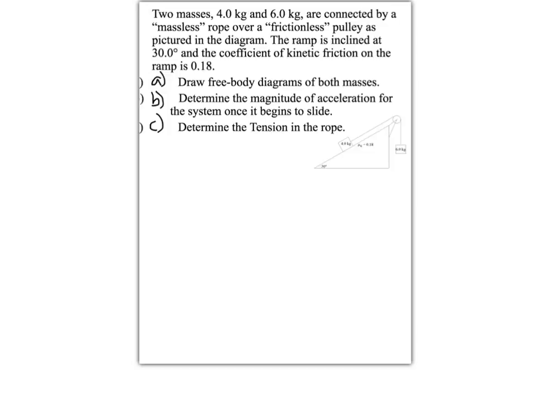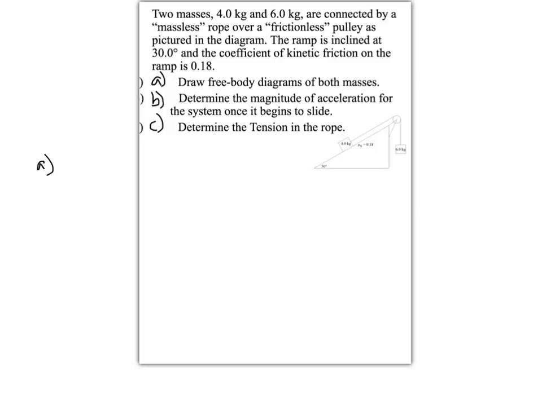Two masses, 4 kg and 6 kg, are connected by a massless rope over a frictionless pulley, as pictured in the diagram right there on the right hand side. The ramp is inclined at 30 degrees, and the coefficient of kinetic friction on the ramp is 0.18. A. Draw a free body diagram of both masses.